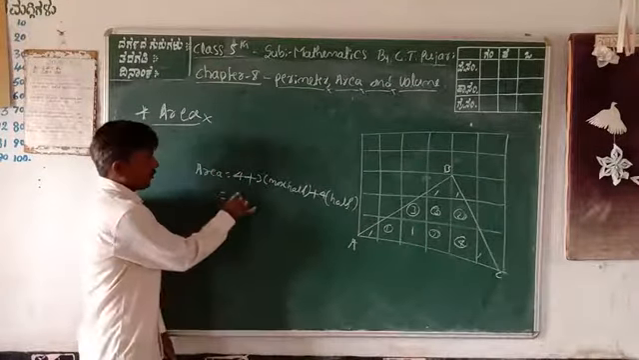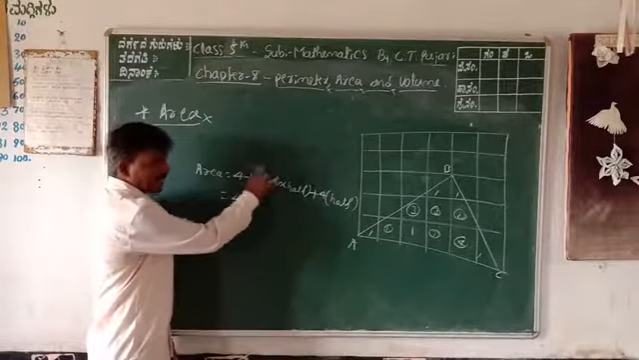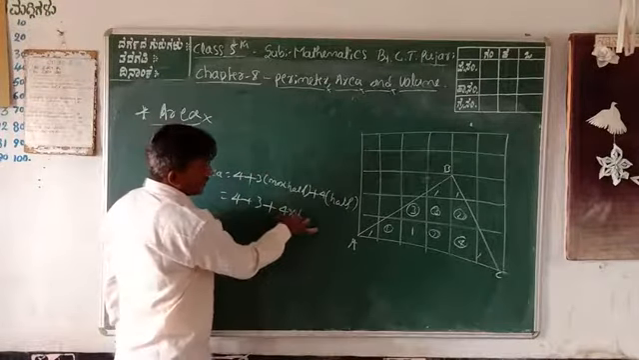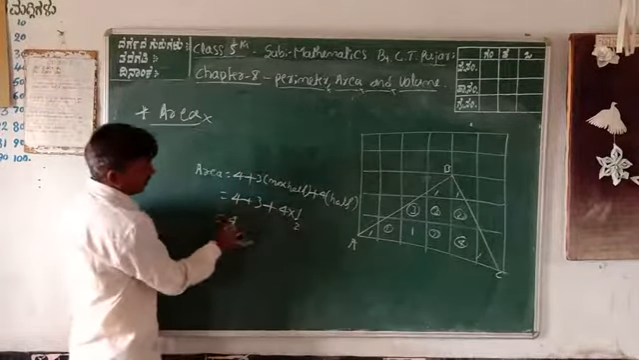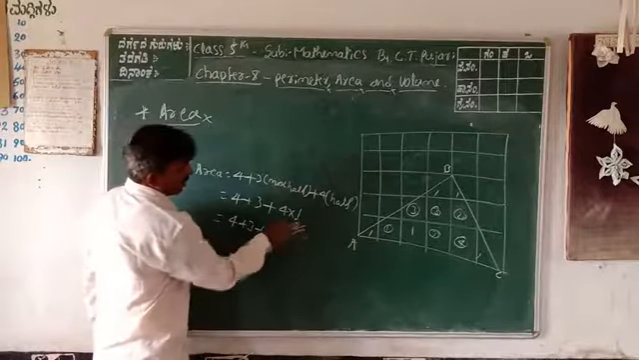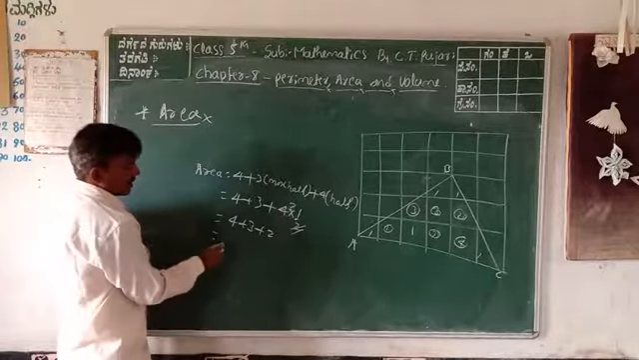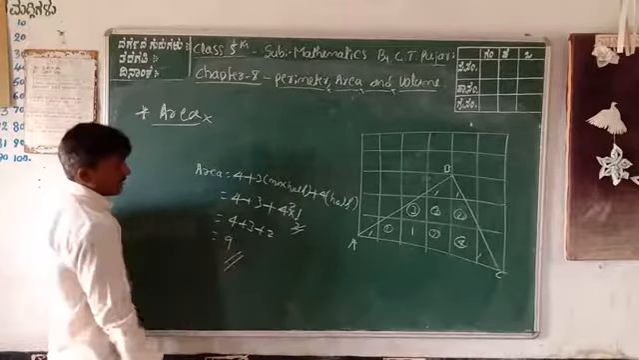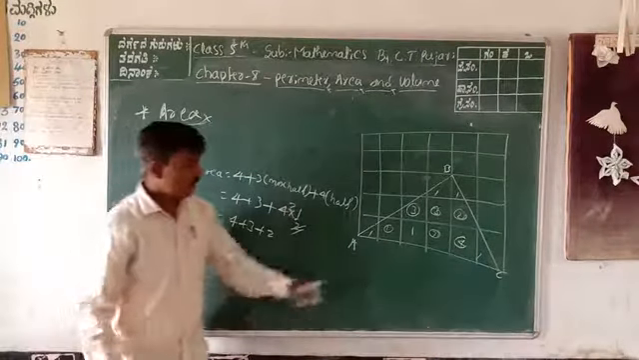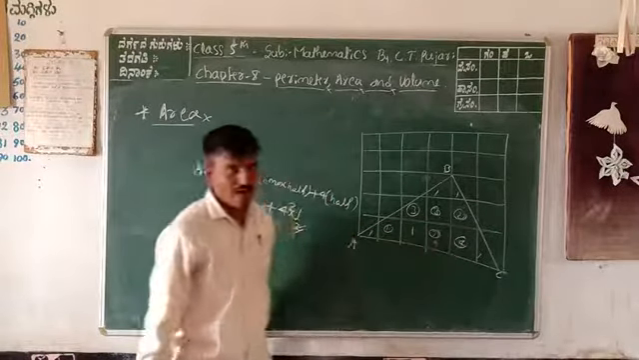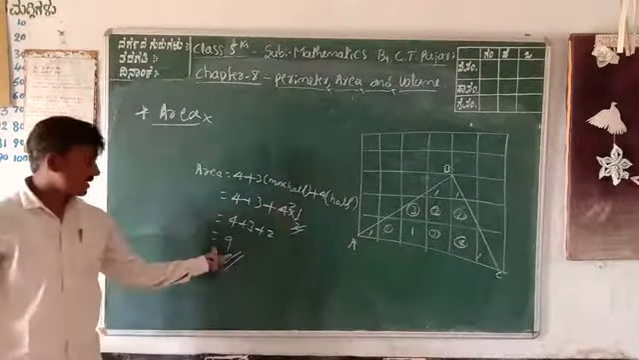Next, therefore 4 plus the more-than-half squares, consider them directly as full, plus 3. Half squares: 4 into half is 1 by 2, which is 2. Therefore 4 plus 3 plus 2 is 9. This area is 9 centimeter square. 1, 2, 3, 4, 5, 6, 7, 8, 9. The approximate area is 9.